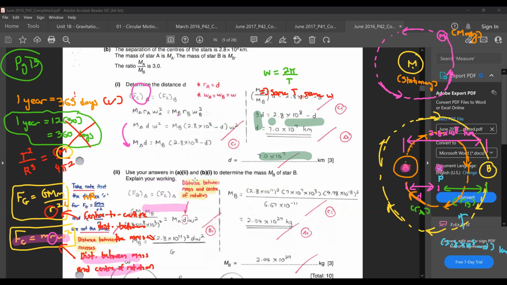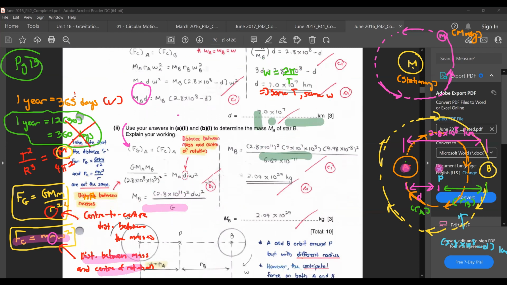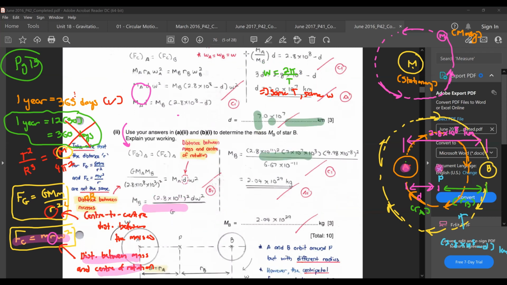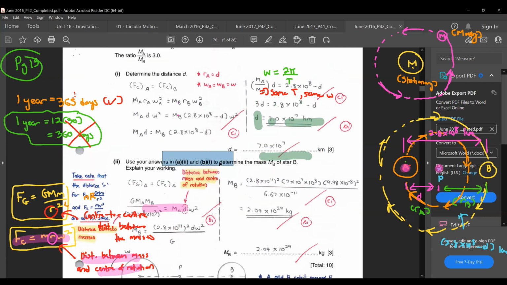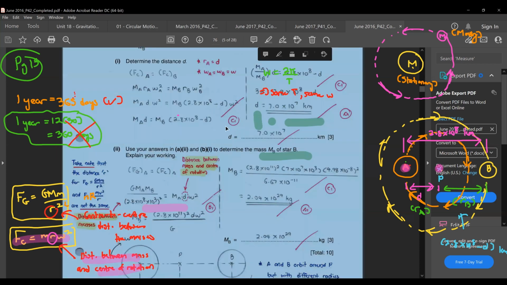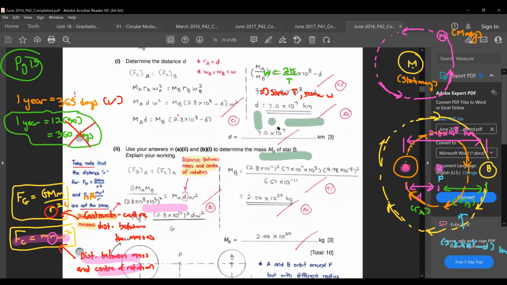Then I move on to the other question. I'm going to go through this very slowly again. Now use your answers in A2 and B1, basically the answers from the previous two questions, to determine the mass M_B of star A. Explain your working.